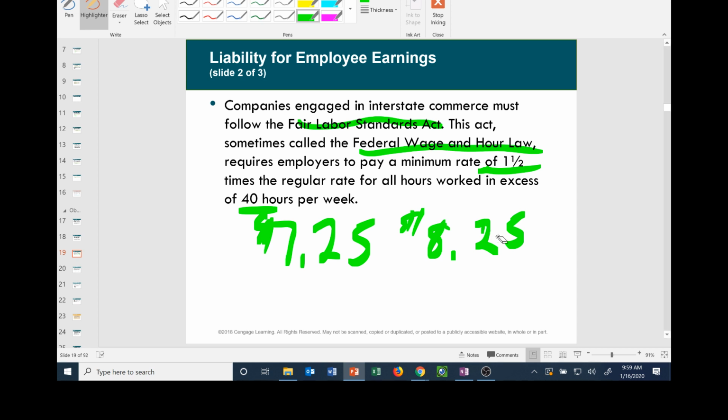Now, is the state of West Virginia 8.75? I'm sorry. Wow. That's $1.50 more. Now, if you work in West Virginia, which one does West Virginia have to go by? 8.75. The bigger one. You always go by the bigger one. If some state has a $6 minimum wage, you go by $7.25.